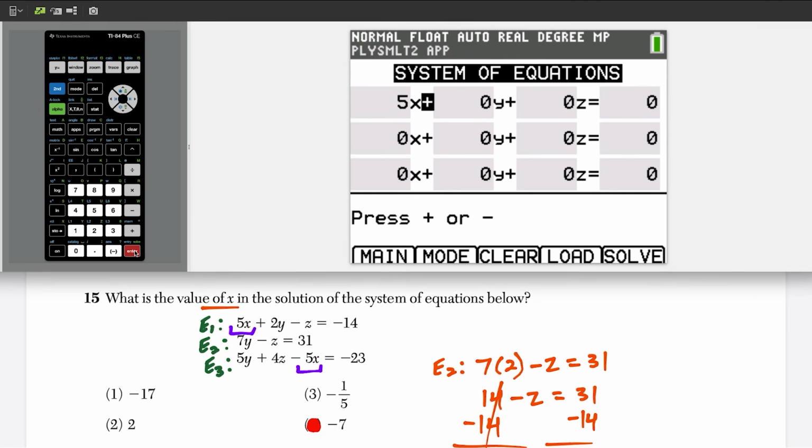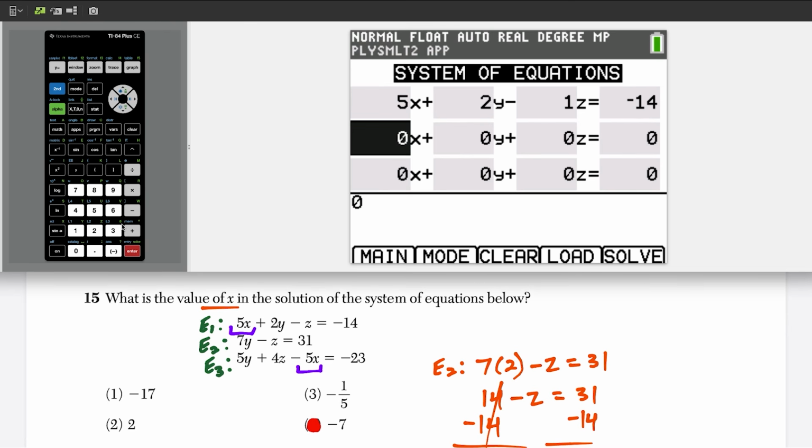I have 5x, so I press 5, enter, enter, because I have a plus sign. And then I have 2, so I press 2, enter, y, and then we have minus z. So here I could write minus with the subtraction sign like this, and then type in 1 for z. I could also do plus -1 times z. Either way, I'm going to get the same thing at the end. And then I have minus 14 after the equal sign.